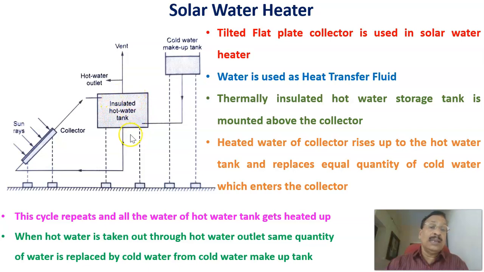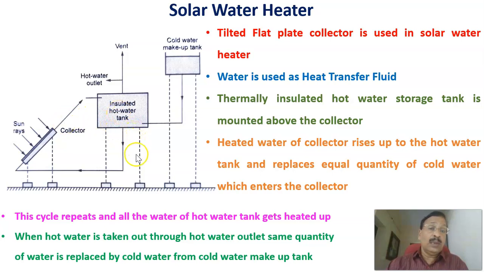This is an insulated hot water tank. From that, water comes to the flat plate collector, and heat is transferred to this water, and then that heated water comes again to the hot water tank, which is thermally insulated. This thermally insulated hot water storage tank is mounted above the collector. The heated water from the collector rises up to the hot water tank and replaces an equal quantity of cold water, which enters the collector.